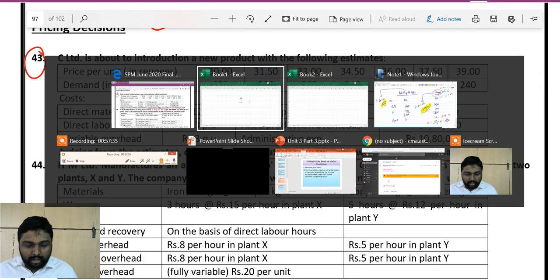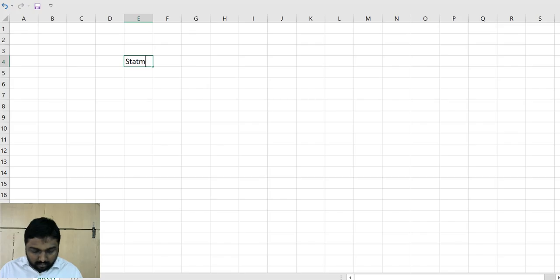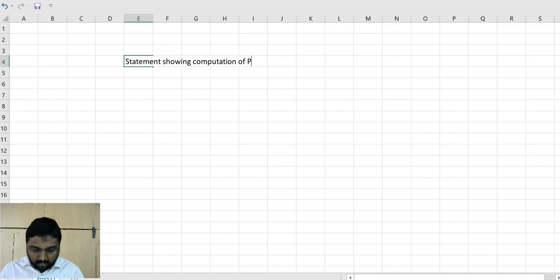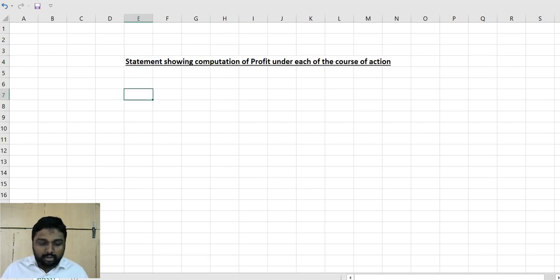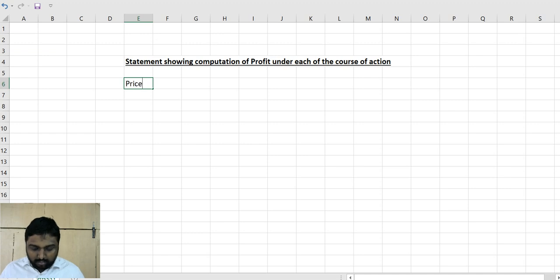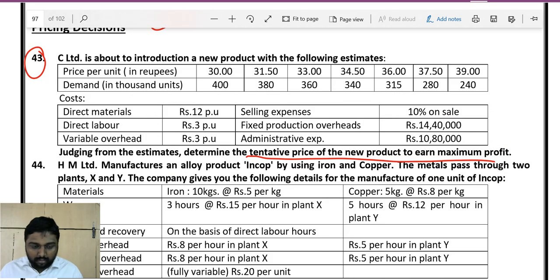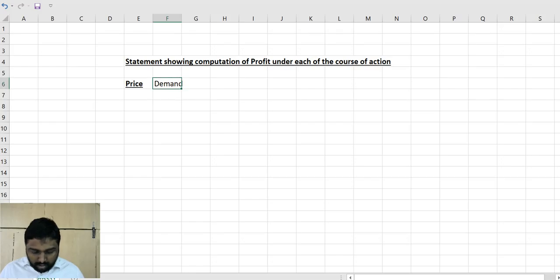So, statement showing computation of profit under each of the courses of action. So first case, price. Demand.